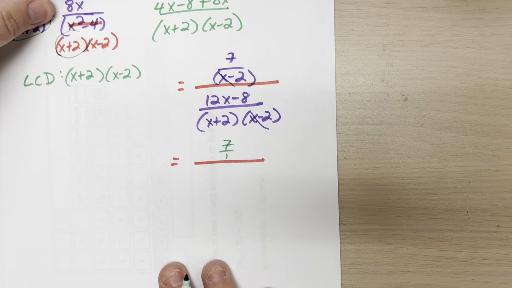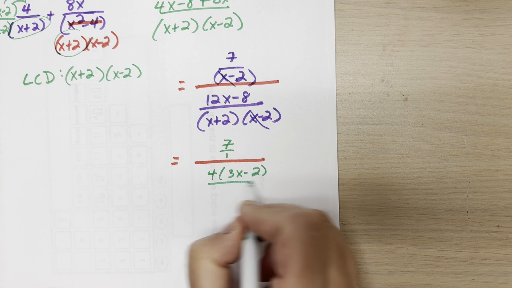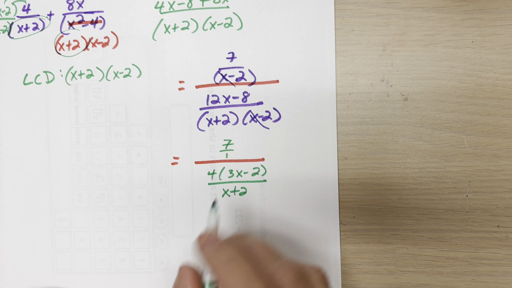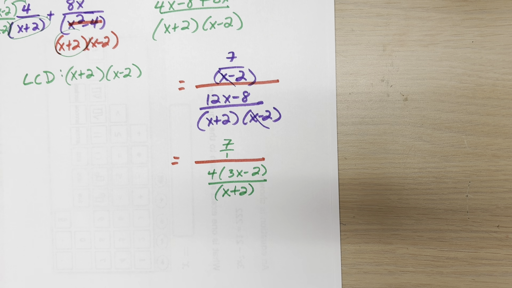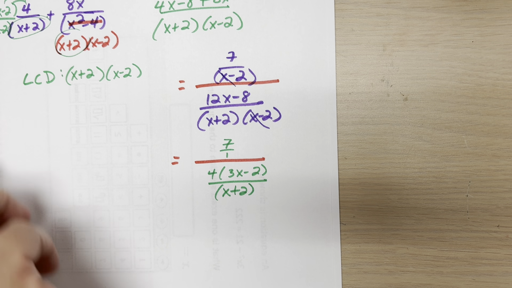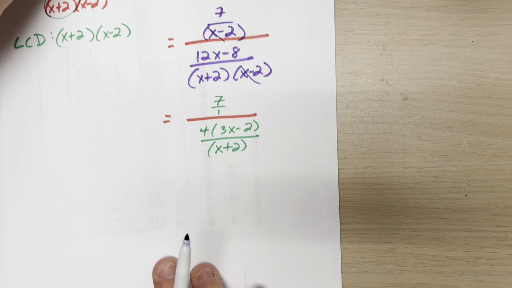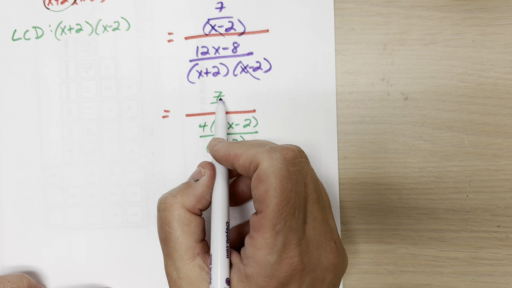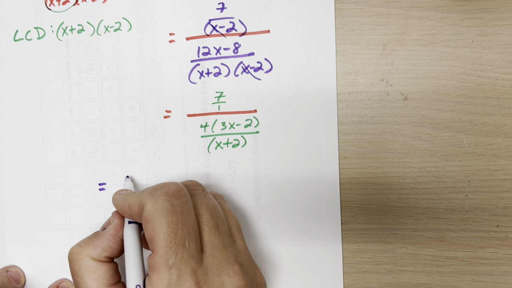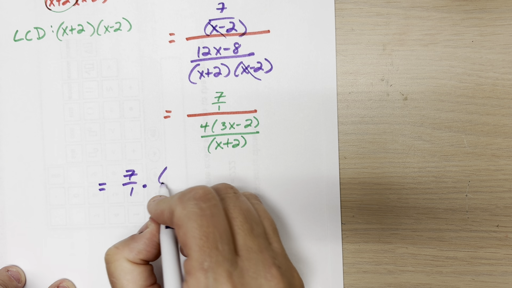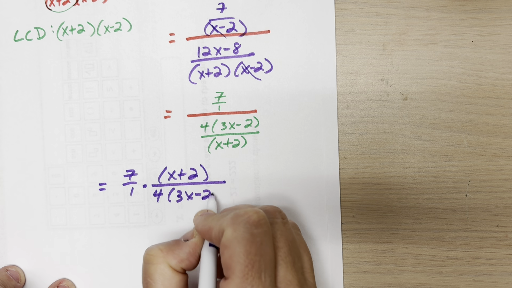I'm going to factor a GCF of 4 out of there. So I've got 3x minus 2 over x plus 2 left. Okay. All right. The only other thing to do is to break this apart from being a complex fraction. So I am going to multiply the top by the reciprocal of the bottom. So I'm going to come over so I have space for that. 7 over 1 times x plus 2 over 4 times the quantity 3x minus 2.